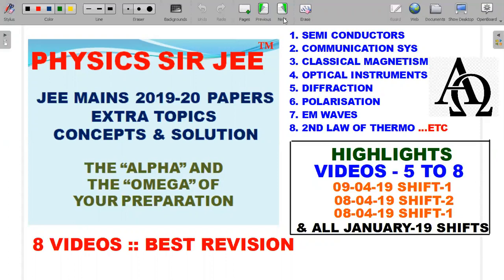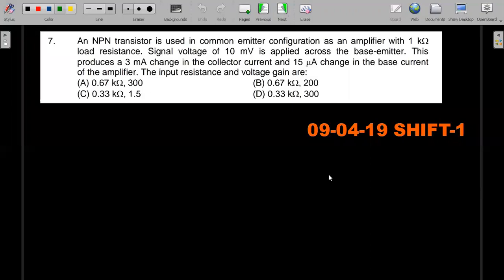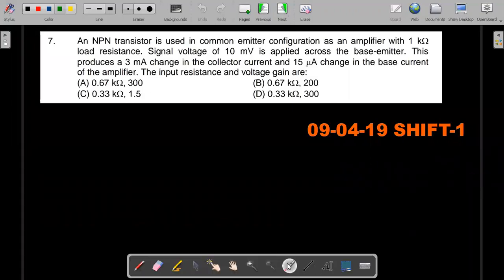So let's move forward. These are the shifts that we are going to cover: all the April shifts of 2019 that were pending after video 4, and all the January 2019 shifts. Actually, these papers were slightly tougher as compared to the 2020 shifts. So we will go forward. This is the first question, and every time you want to do a question, just pause and then only go to the solution, especially if you are not having the exam immediately.